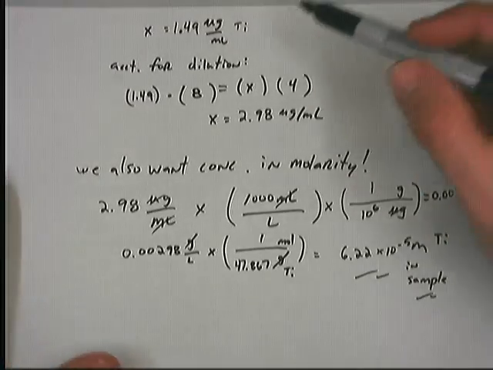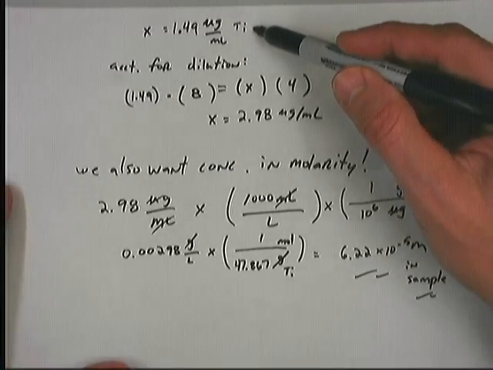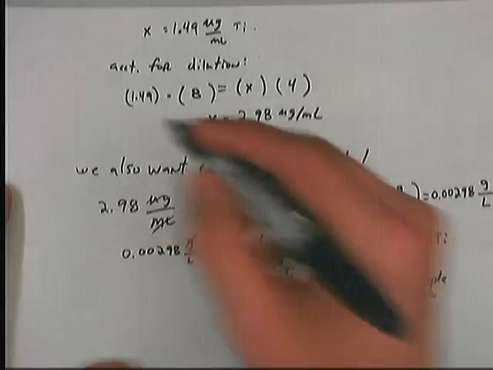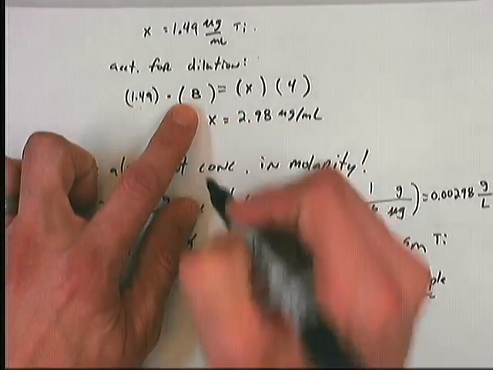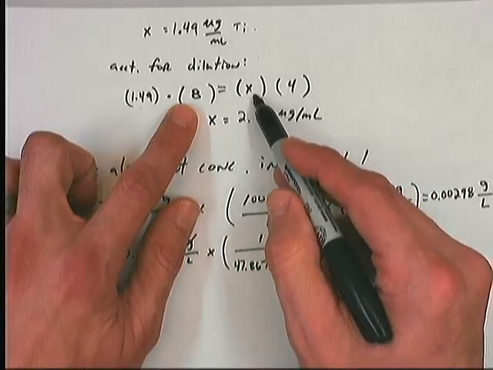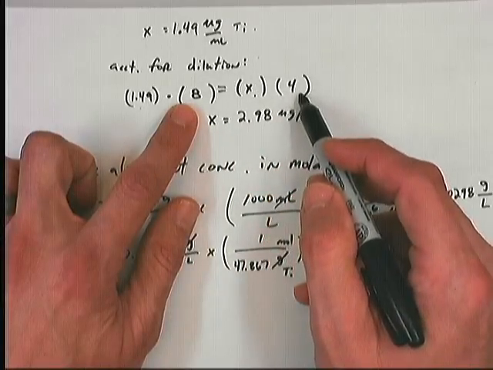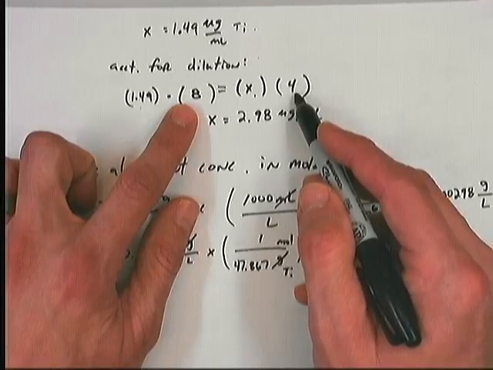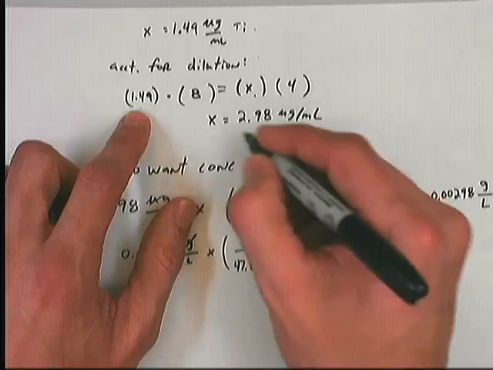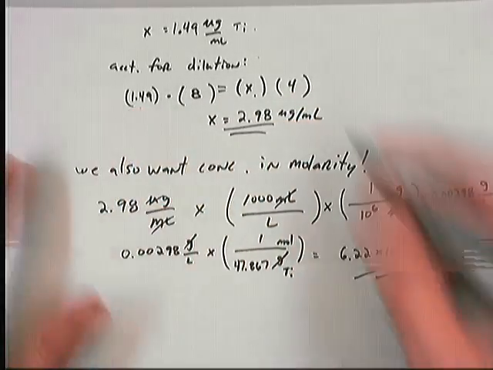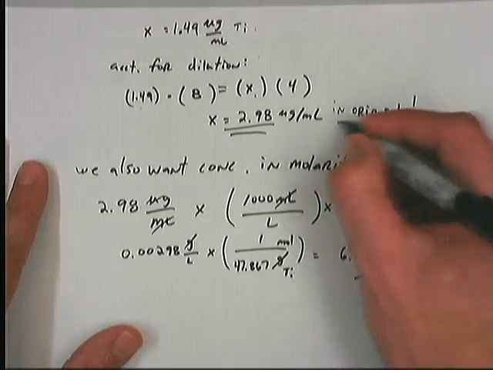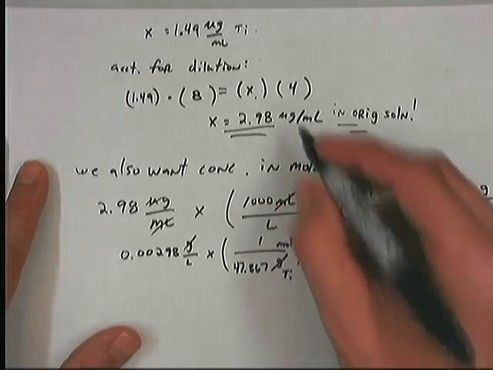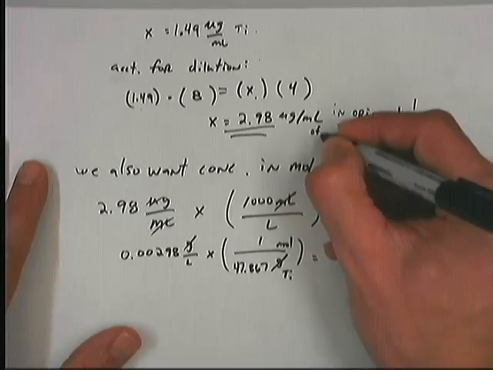Move that out of the way. The original, or the sample that we analyzed, had this concentration of titanium. To account for dilution, we take this concentration multiplied by the volume of that sample. Remember, it was 8 milliliters, the 4 plus 4. And that has to be equal to x, the concentration in the original, times 4, because we used 4 milliliters of the original solution. Quickly doing the math, we see that we have to double the concentration to solve for x. So the correct concentration in the original sample, or the original solution, is 2.98 micrograms per milliliter. That's, of course, of our analyte, the titanium.